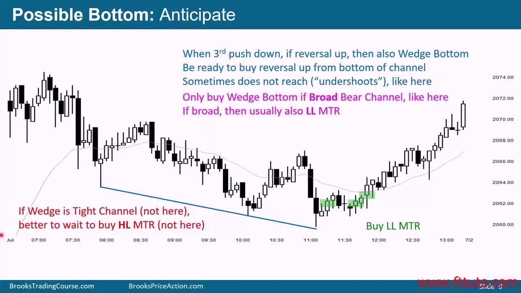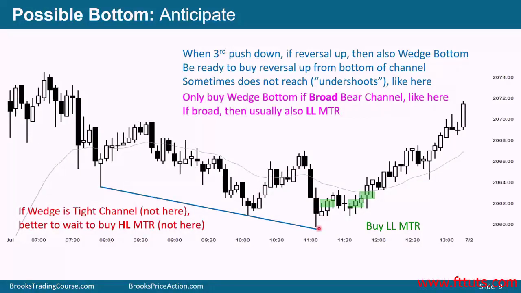If a wedge channel is very tight, it's usually not worth buying if you're in a wedge bear channel. For example, here, this is a very tight channel. You can call it a wedge bottom, 1, 2, 3. Chances are you're not going to get much of a rally. The reversal up will be minor, and the bear trend will try to resume. This is a lower probability buy. Certainly for a swing, it's a very low probability buy.